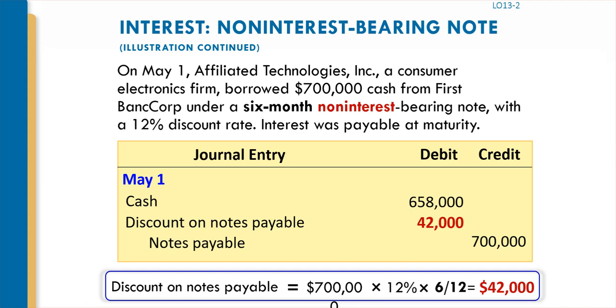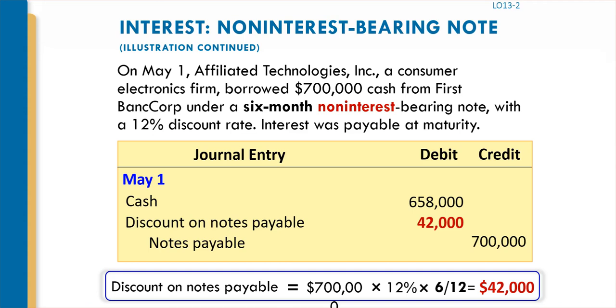So, it's like equipment and accumulated depreciation on equipment. You gotta keep those guys together, right? You can't get rid of a machine without getting rid of its accumulated depreciation. Same thing here. You can't get rid of one of these things without the other. So now we've set ourselves up.